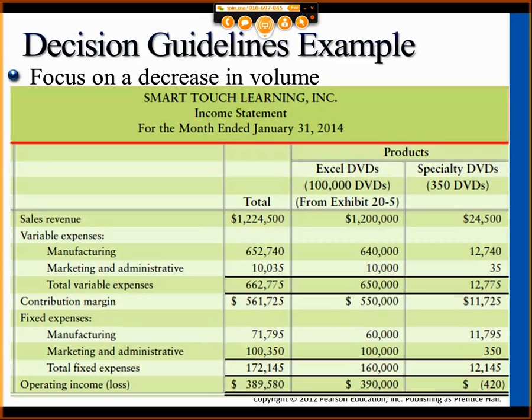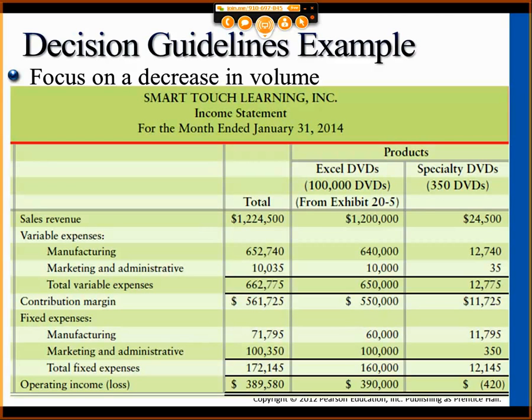So what do we have here? We have two products: our Excel DVDs, and then some specialty DVDs. In quantity, one is 100,000 DVDs and the other one is 350 DVDs. On our income statement we have sales revenue, variable expenses, contribution margin, fixed expenses, and operating income. We're going to use the same thought process that we discussed last class to drop or retain a product and change the product mix.